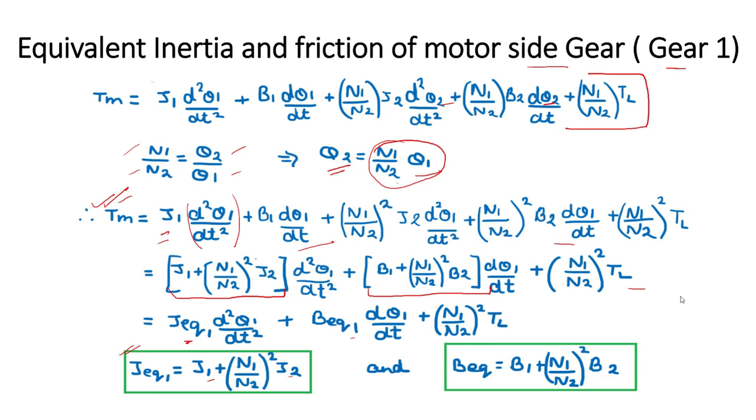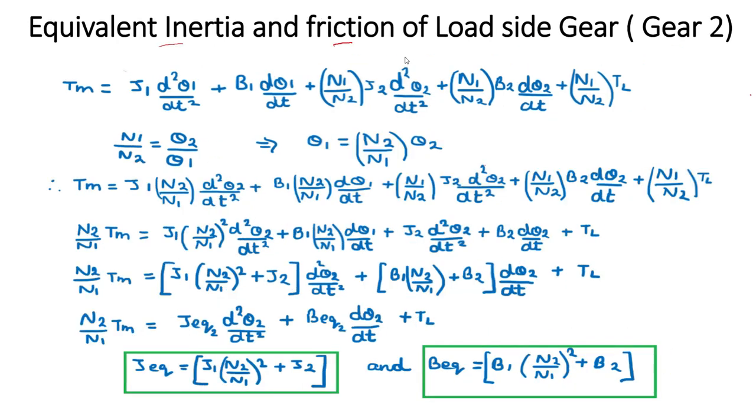You can see that this is just like a transformer, and these all are impedance of primary and impedance of secondary. So when we write the net equivalent impedance referred to primary side, then we write the primary impedance plus N1 upon N2 whole square into secondary impedance. So now you can relate these two things.